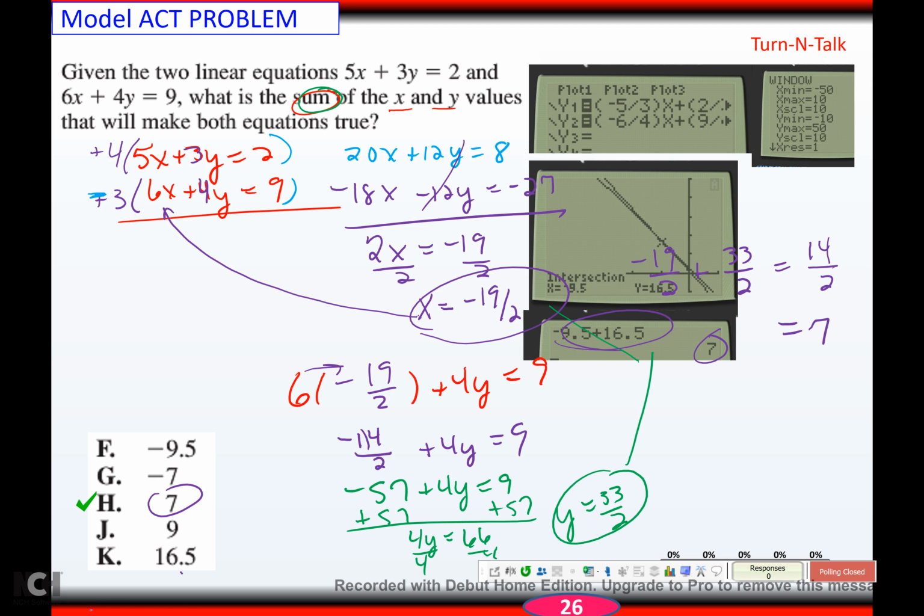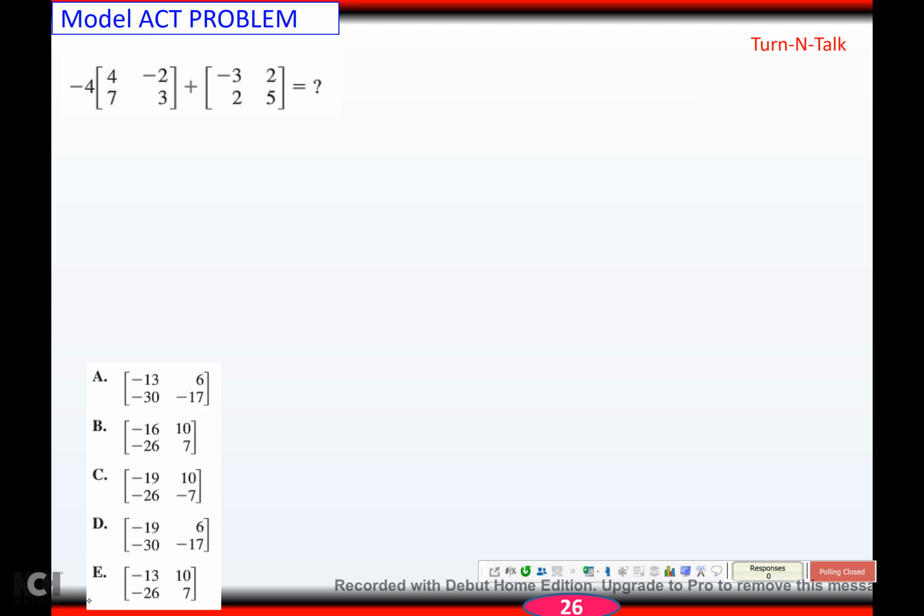I put the calculator stuff on there just in case those of you out there are calculator freaks and love to do everything on it. You can, but I still think by hand is faster. Alright, try this one. Hit pause. Come back when you're ready.